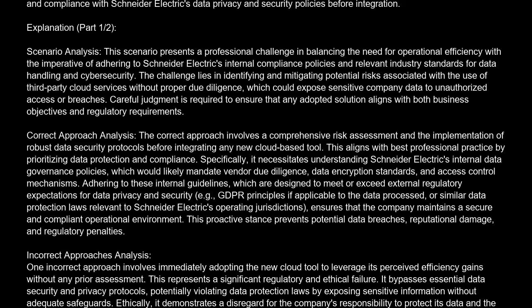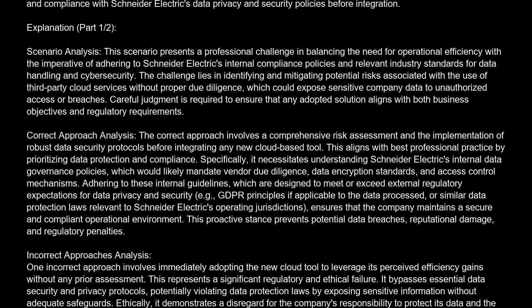and access control mechanisms. Adhering to these internal guidelines, which are designed to meet or exceed external regulatory expectations for data privacy and security, e.g., GDPR principles if applicable to the data processed, or similar data protection laws relevant to Schneider Electric's operating jurisdictions, ensures that the company maintains a secure and compliant operational environment. This proactive stance prevents potential data breaches, reputational damage, and regulatory penalties.